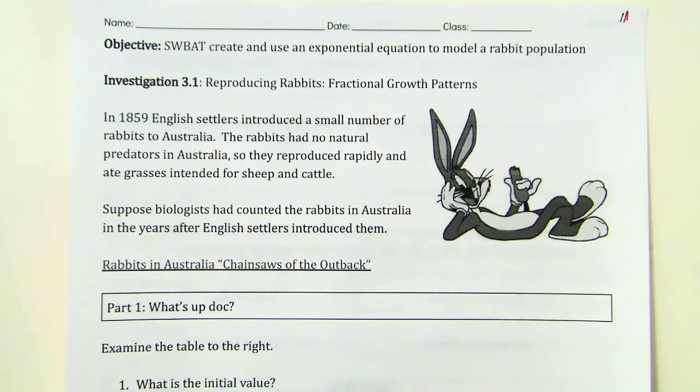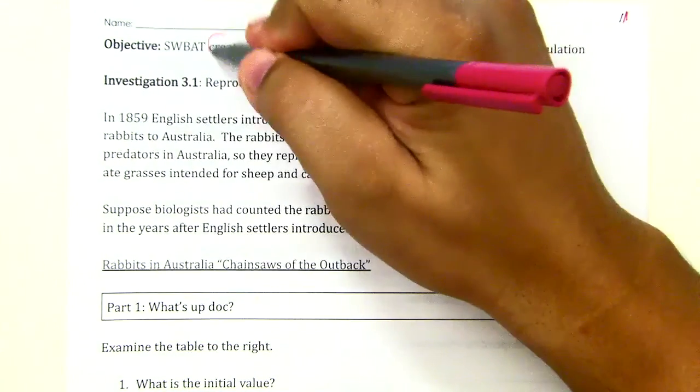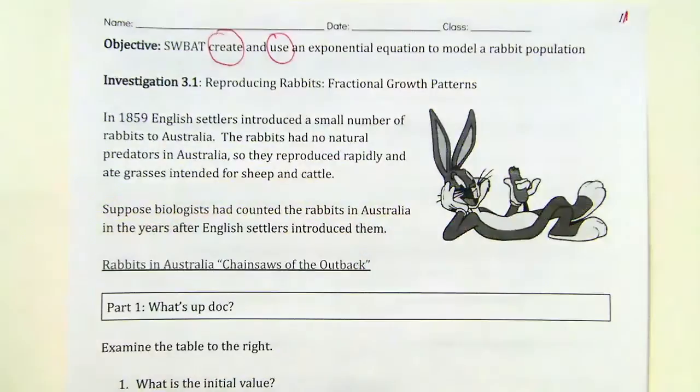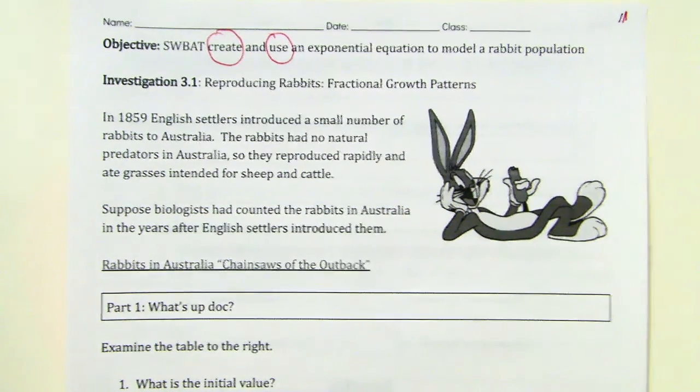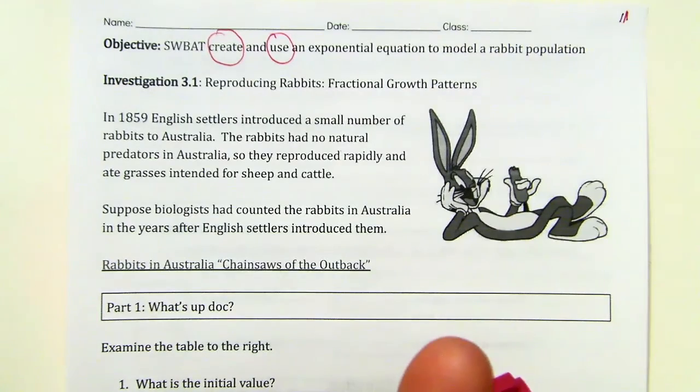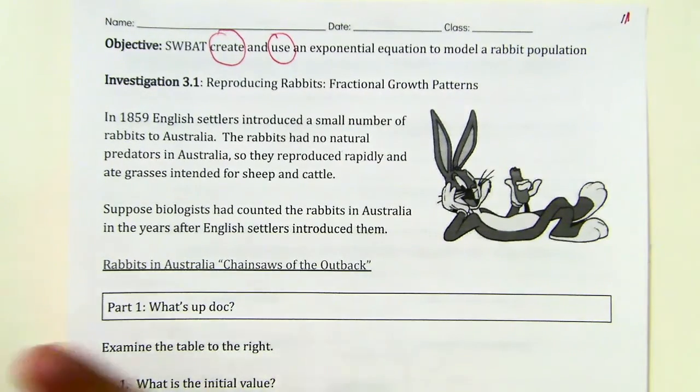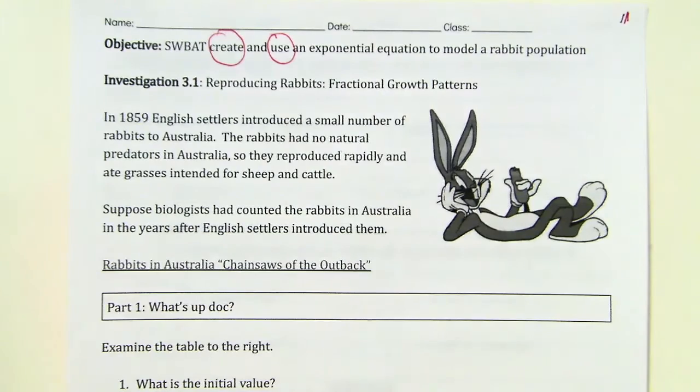Our objective for today is that students will be able to create and use, so two things, an exponential equation to model a rabbit population. So we're going to be, again, looking at just more exponential relationships, and we're going to start to see growth factors that are just slightly different than some that we've seen before, right?